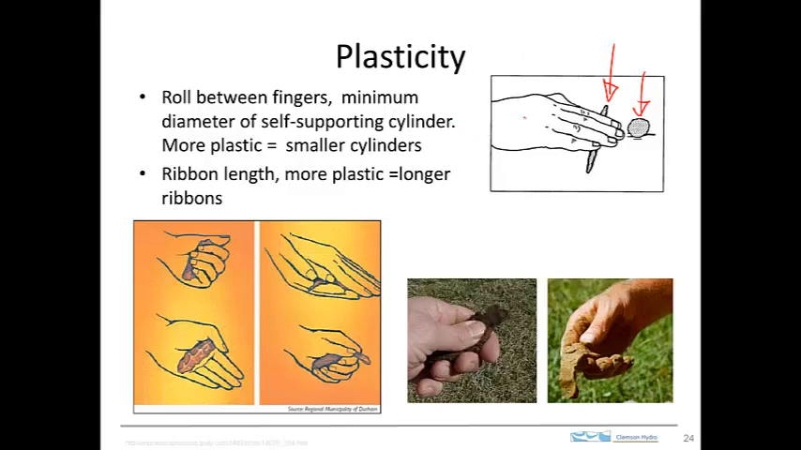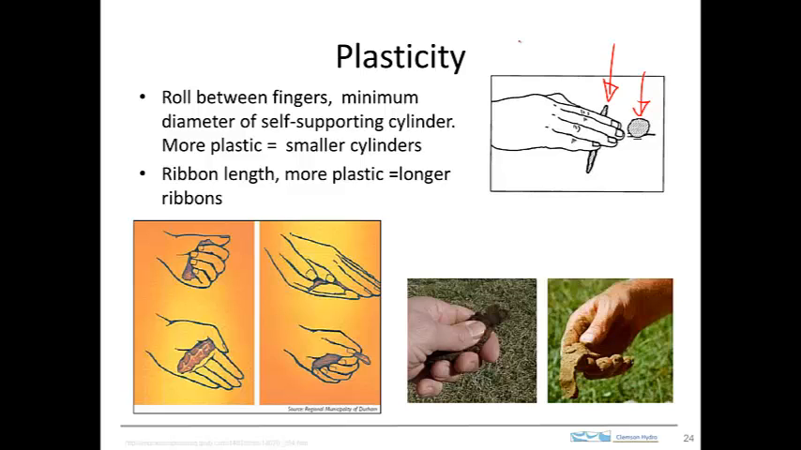And then what you do is you roll it out, and you determine the minimum diameter of a roll that you can make, of a cylindrical roll that is self-supporting. Depending upon the size of that roll, you can determine the characteristic or the plasticity. Basically, the smaller the cylinder that you can roll out that holds together and will support itself under its own weight, the more plastic the soil is.